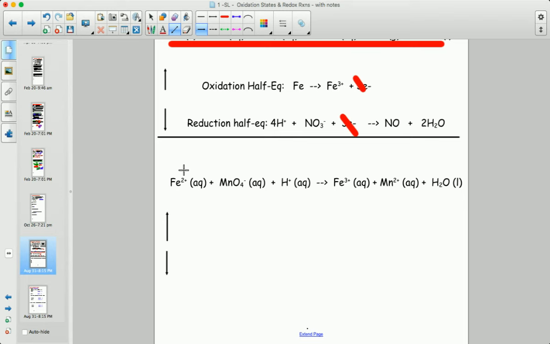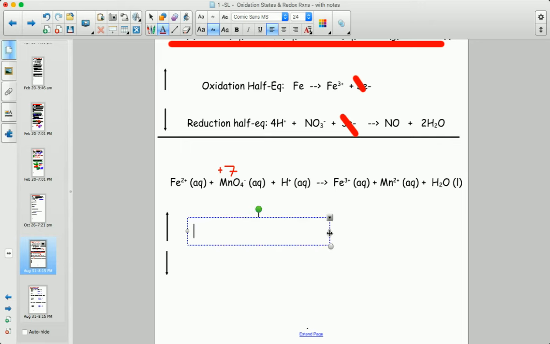So this is a 2+. In here, this Mn has a +7 oxidation state, another one that we did in class, so +7 for Mn. I don't need to worry about O or H. Iron is 3+, and Mn is 2+. So I can see that the oxidation is the iron 2+ going to iron 3+.